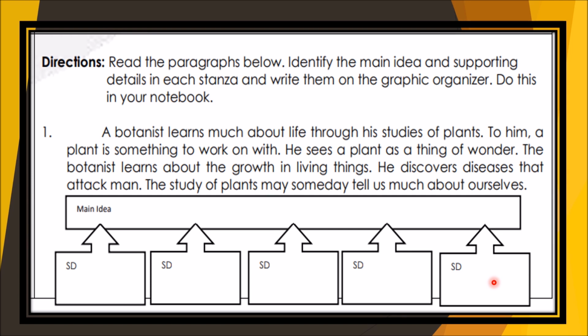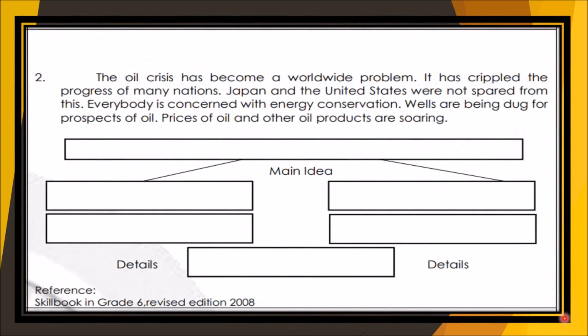Okay, good. So, let's proceed to another one. Here, the next passage: the oil crisis has become a worldwide problem. It has crippled the progress of many nations. Japan and the United States were not spared from this. Everybody is concerned with energy conservation. Wells are being dug for prospects of oil. Prices of oil and other oil products are soaring.